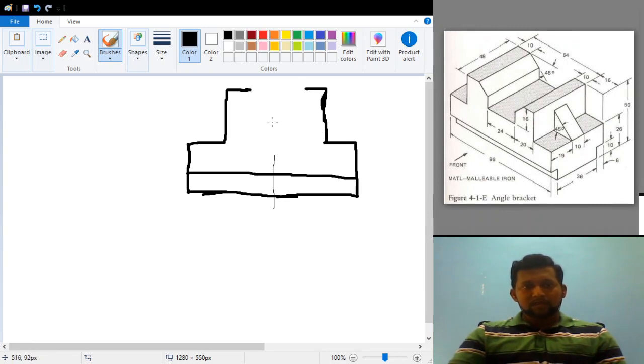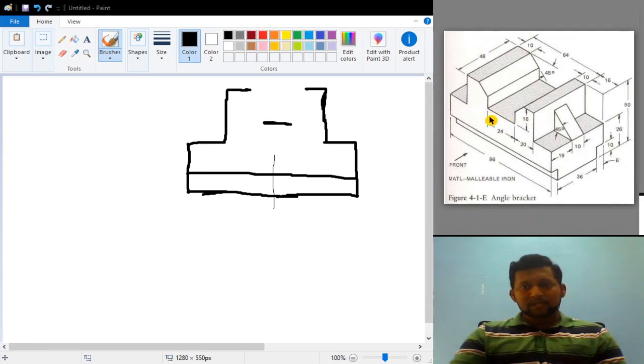So at a distance of 16 mm from the top, you have to draw 24. That means you can draw 12 mm to the left side and 12 mm to the right side. Assume this one as your 24 mm. That's why I asked you to draw this particular vertical line. It will help you to draw 12 mm to the left and 12 mm to the right, which is this horizontal line.